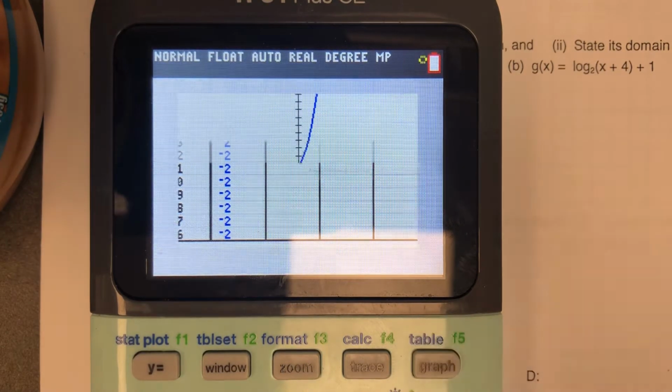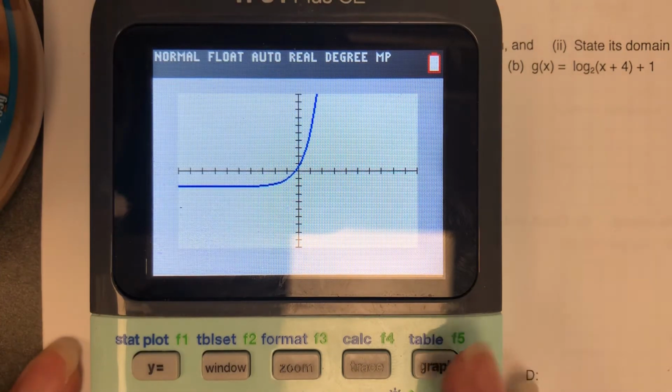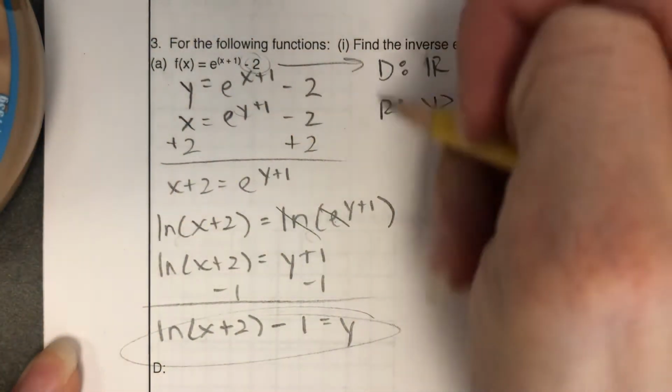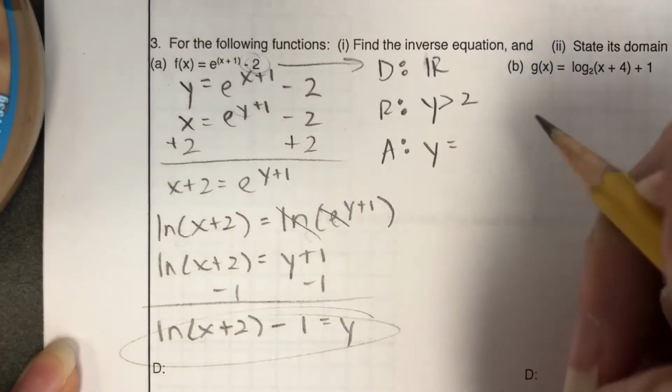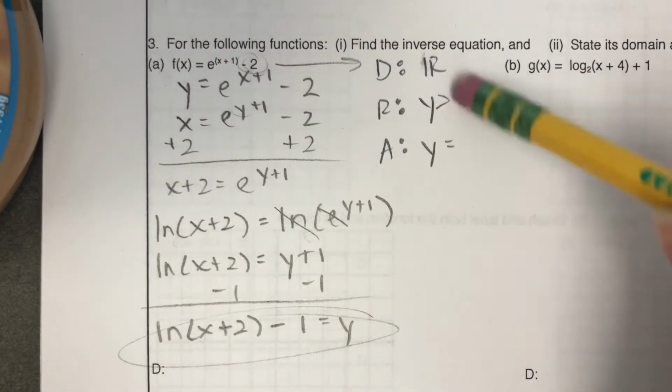All right, so that's the domain and range for the exponential graph that was given, and it has a horizontal asymptote at y equals -2, my bad, -2.